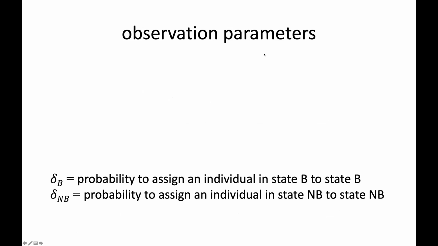Now the observation parameters. The main difference between multi-state and multi-event models is probably here in the observation parameters. Okay, we introduced two new parameters. We have delta B, which is the probability to assign an individual that is alive in state B to state B, and delta NB for non-breeder, the probability to assign an individual in state non-breeder to the state non-breeder. So it's the probability of correctly assigning a breeder individual and the probability of correctly assigning a non-breeder individual.